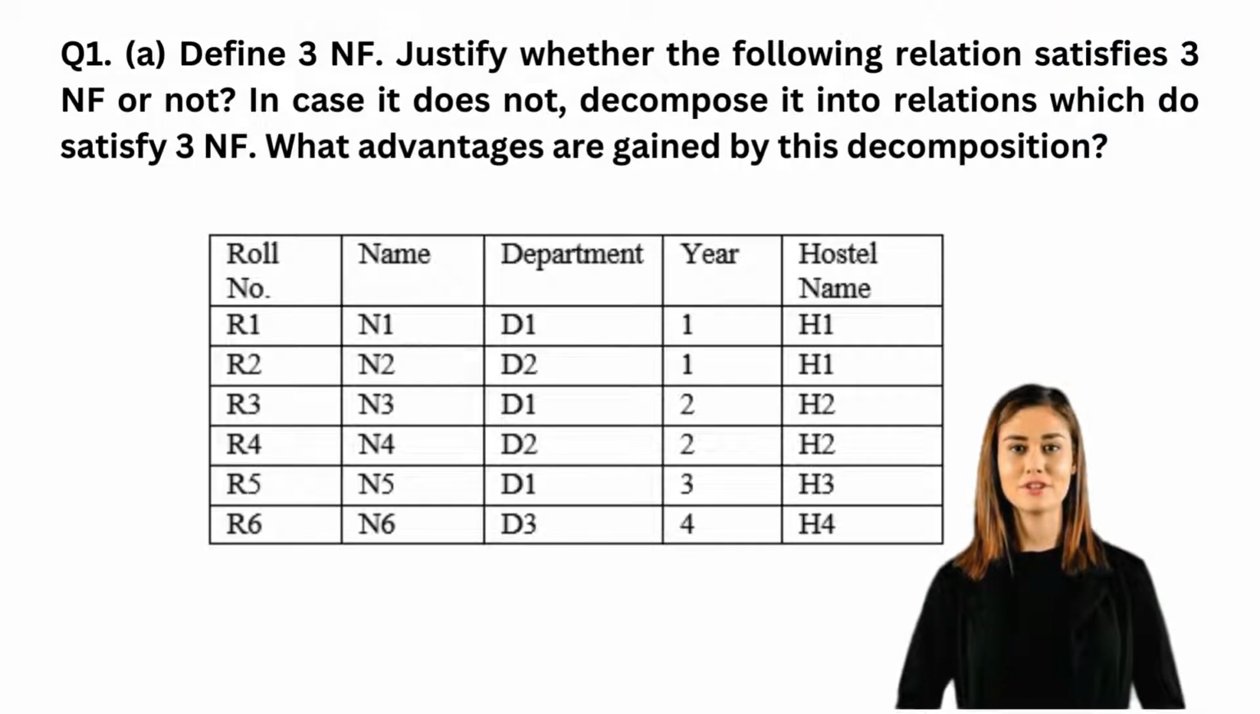Question 1. Part A. Define third normal form. Justify whether the following relation satisfies third normal form or not. In case it does not, decompose it into relations which do satisfy third normal form. What advantages are gained by this decomposition?